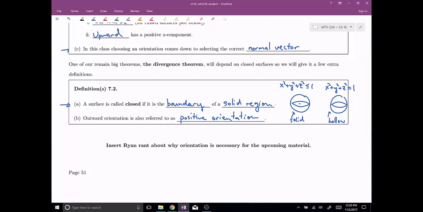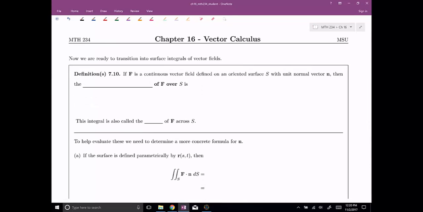Okay, and lastly, the last thing I have for us is a few more definitions, and then we'll get some practice. If you have a nice, continuous vector field defined on an oriented surface, and suppose you have your favorite normal vector n, then the surface integral of f over our surface S is going to be the surface integral of our vector field f dot n dS. It's like a regular old dS, but now this S here is bolded. And this is going to be a dot product here.